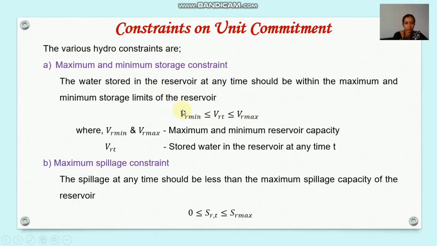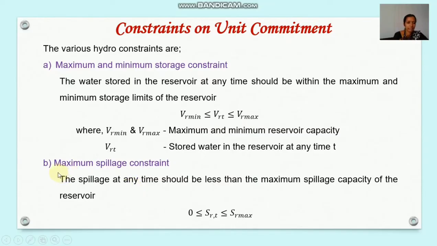So why is this represented as V? It is because it is the volume of the water. Remember it like that. Storage capacity: storage means volume of water, so represent it as V. As it is of the reservoir, VR. So VR minimum less than or equal to VRT less than or equal to VR max.